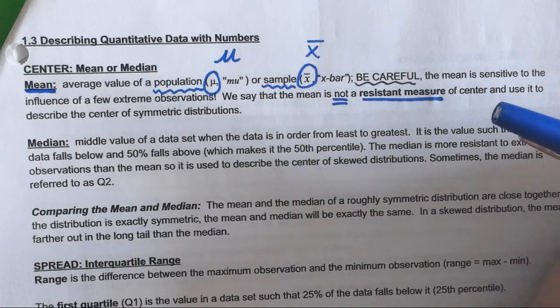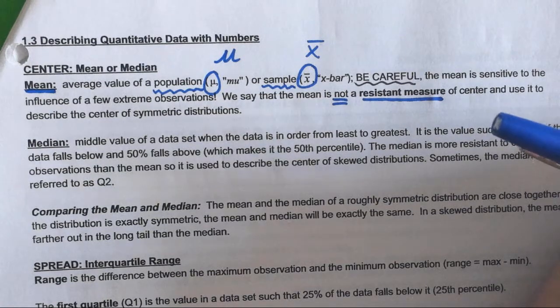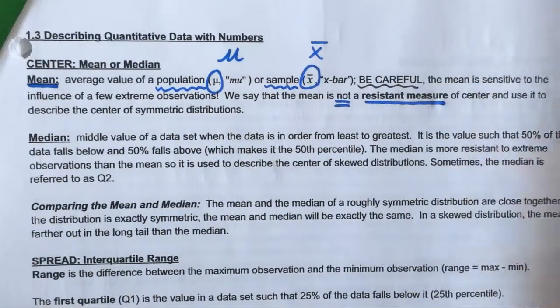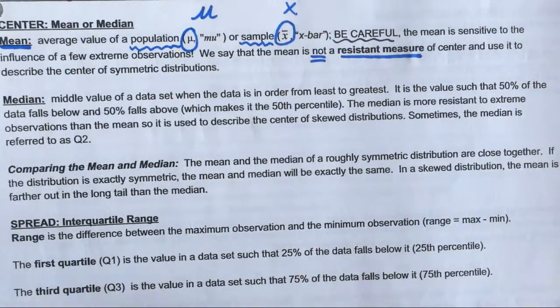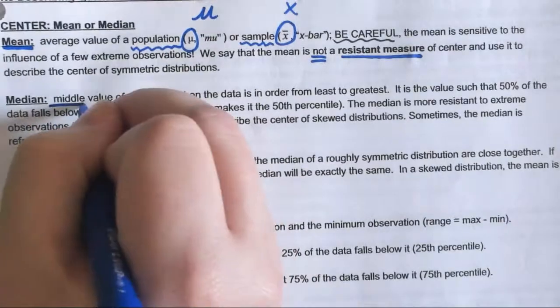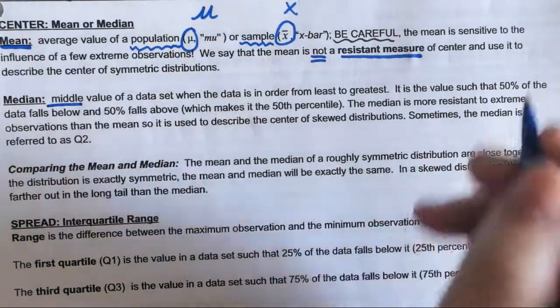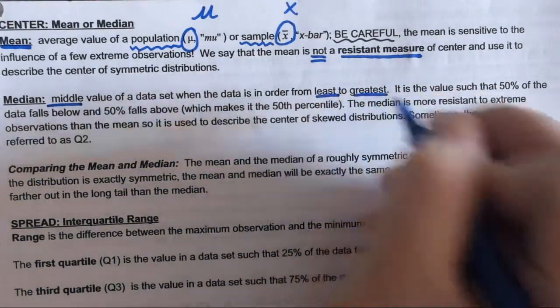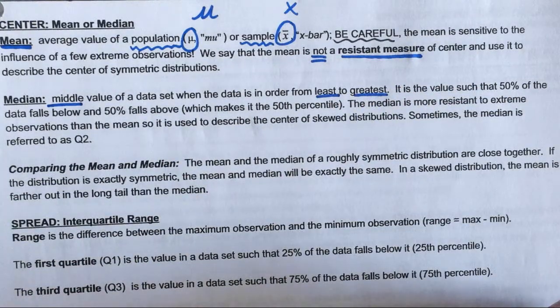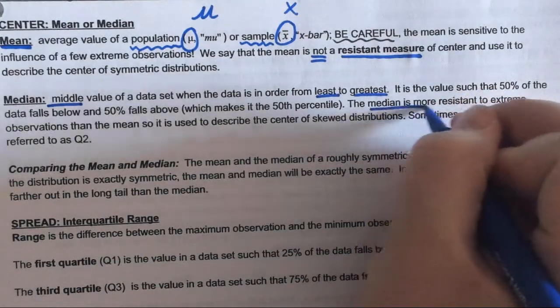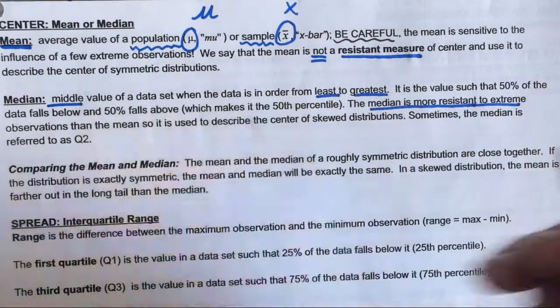So do you want to use the mean if it's skewed left or right? No. You would only want to use it if it's symmetric. If your graph is skewed left or skewed right, and there's nothing you can do about it, you're going to use the median. It is the middle. What's terribly annoying is when they don't give it to you from least to greatest. You've got to remember to put it in order. And then we like the middle because it is more resistant to extreme observations.